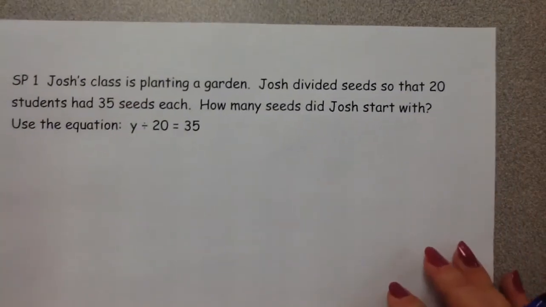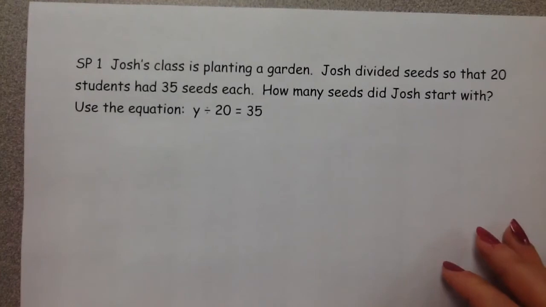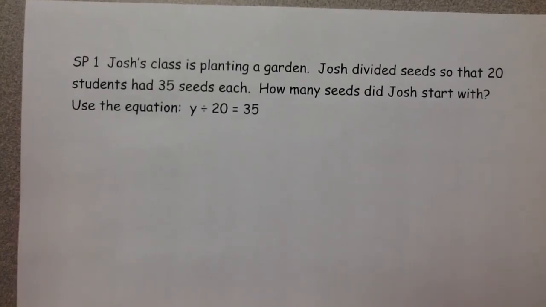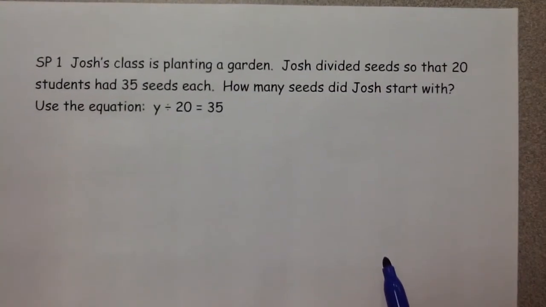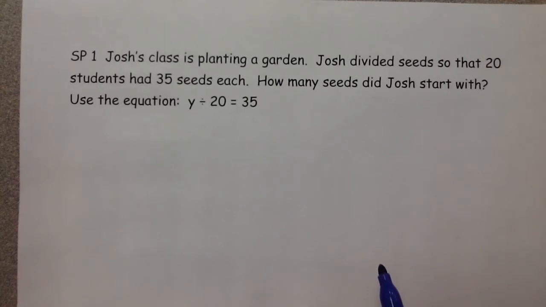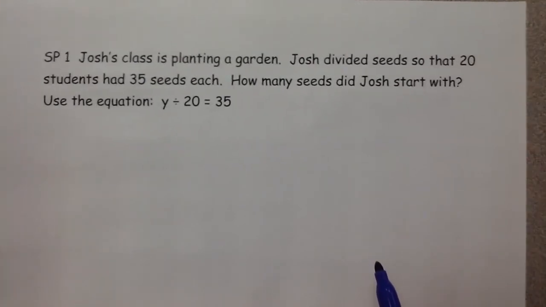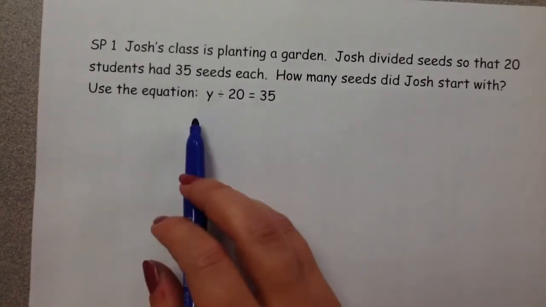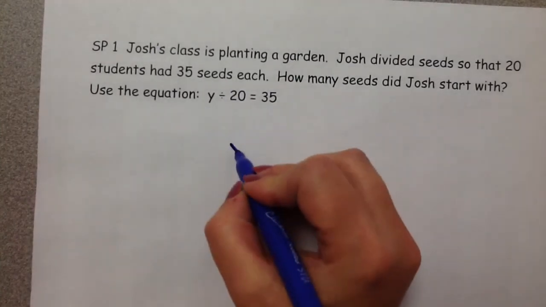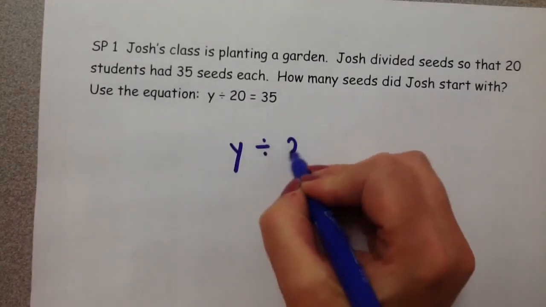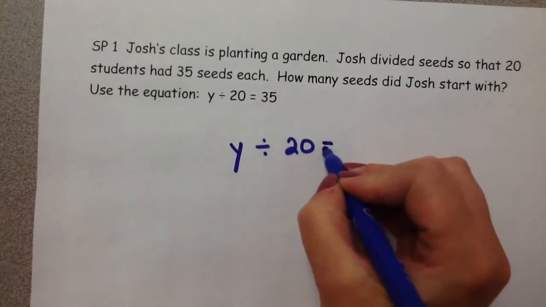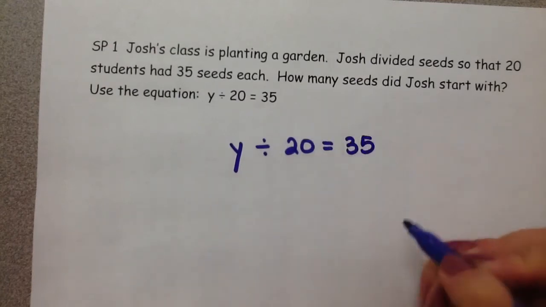And our story problem this evening: Josh's class is planting a garden. Josh divided seeds so that 20 students had 35 seeds each. How many seeds did Josh start with? And they even gave us the equation. So I like to rewrite it. So we have y divided by 20 is 35.